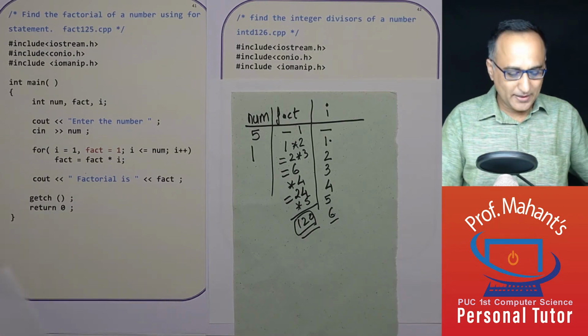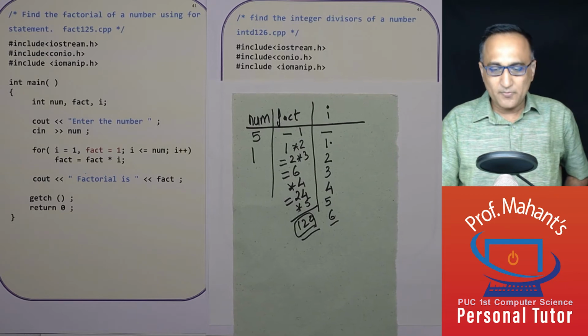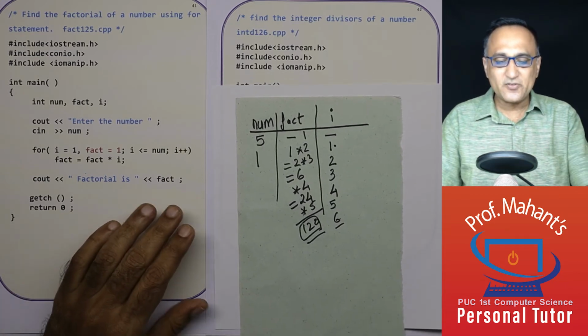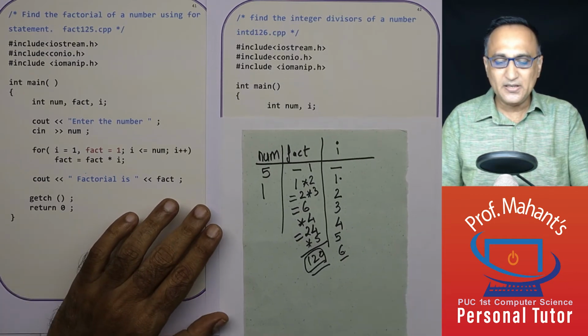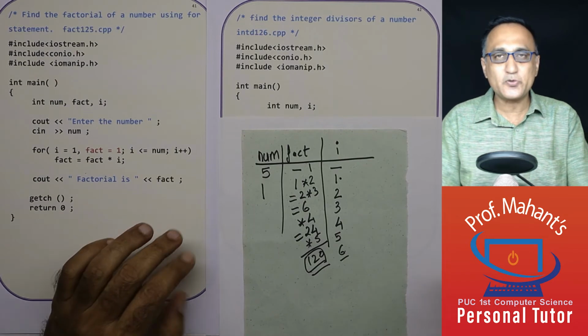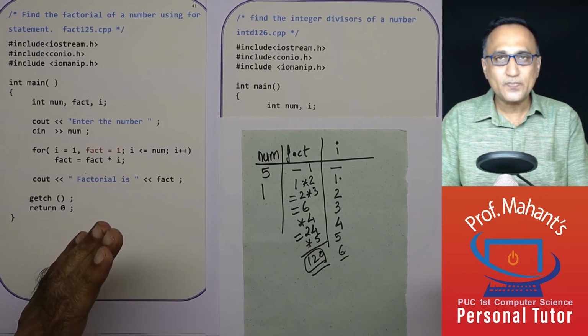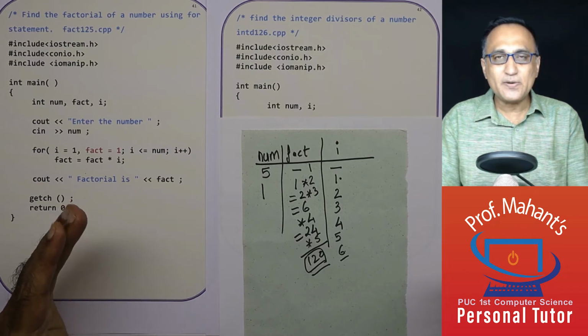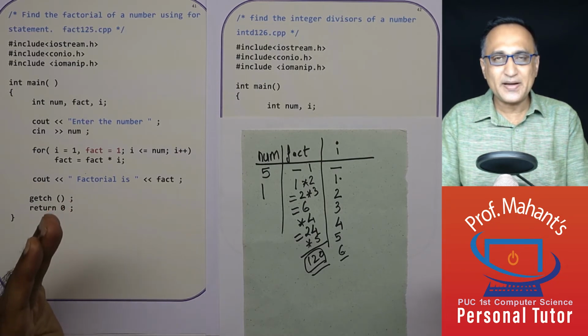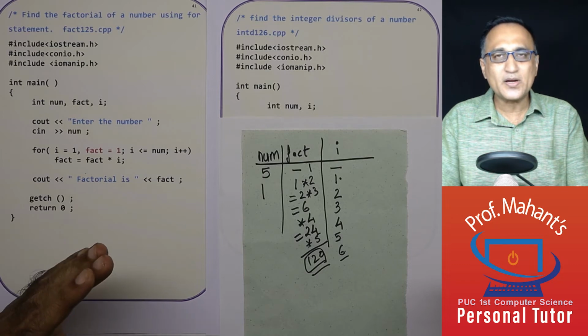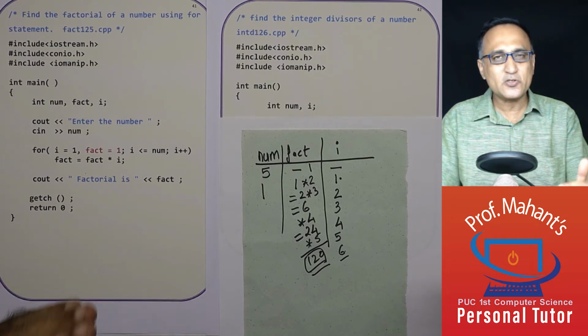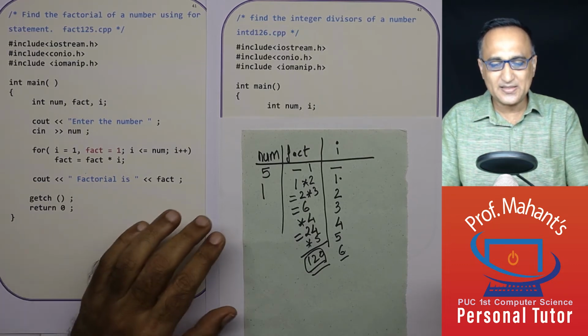Now let us try to head towards another problem where we find the integer divisors of a number. Integer divisors in the sense, suppose I have a number 10. What are the divisors of 10? 2 and 5. No number bigger than 5 can end up dividing 10. I am not including 1 also as a divisor of 10 because 1 divides every number that is there.